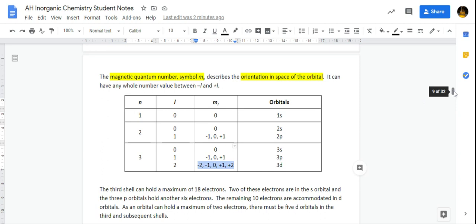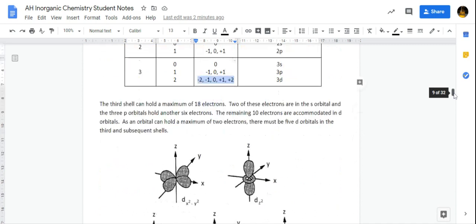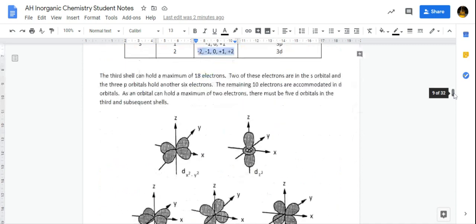And this is where, if you looked in your data book, you may have noticed, perhaps last year, that some of the electron arrangements say that the atoms have 18 electrons in the third shell. So 2 of these electrons are in the s orbital, 6 of them are in the 3p orbitals, and then there are 10 electrons which are in the d orbitals. So each of these 5 d orbitals holds 2 electrons each.